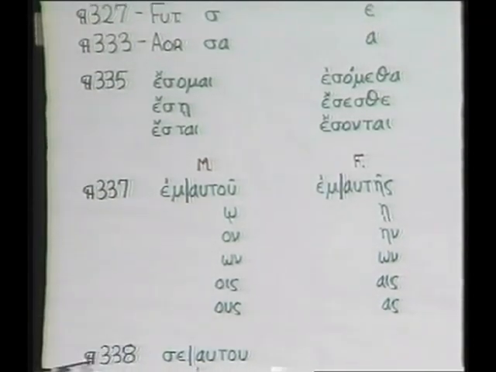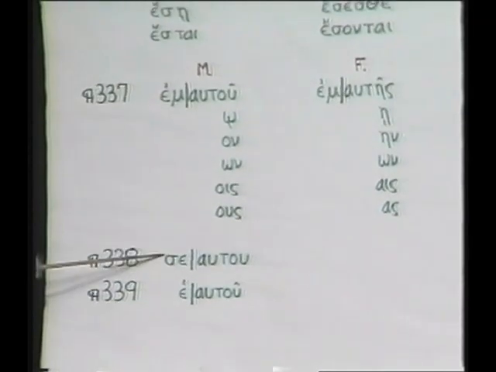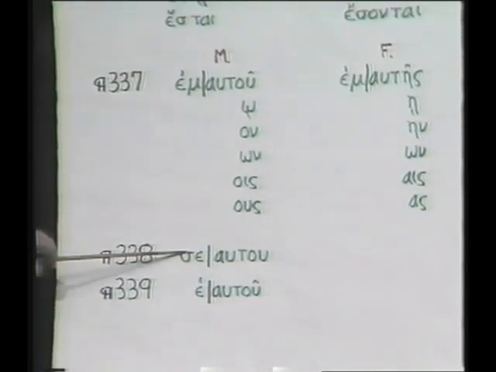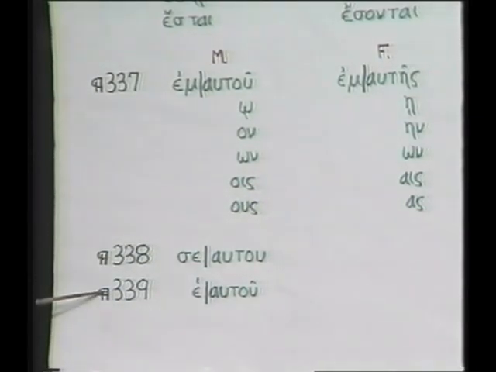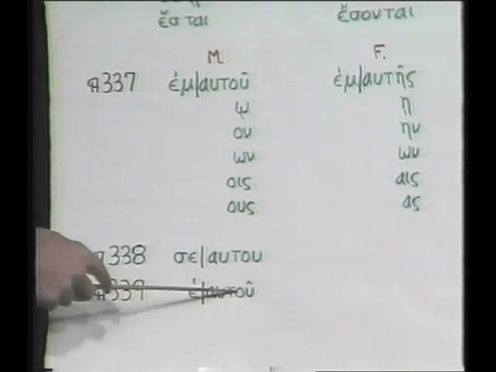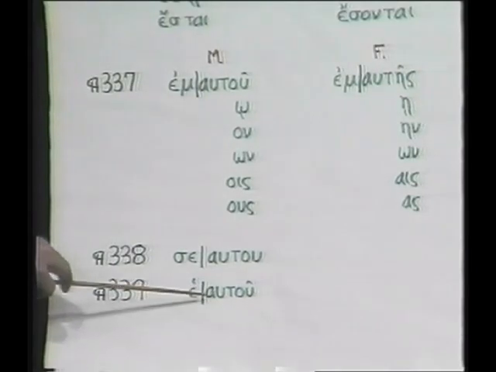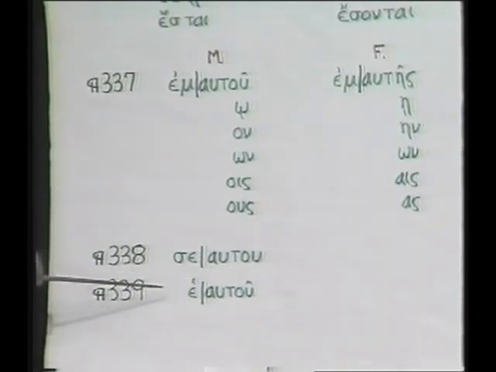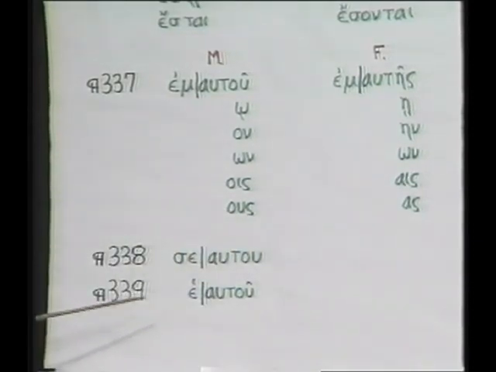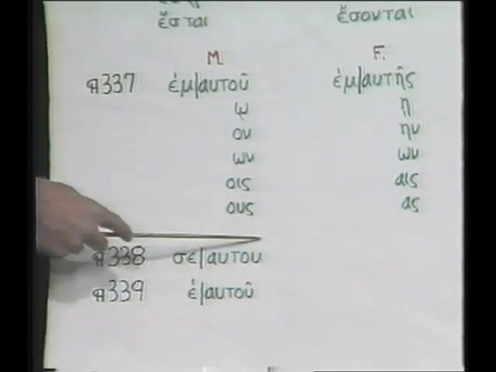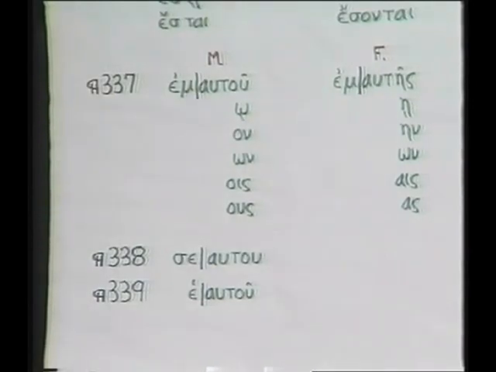The second person is in paragraph 338, se af tu, and that's yourself, and it declines the very same way. And then in paragraph 339 we have e af tu, which is the third person, and you'll notice that because it is third person, it can be either masculine, feminine, or neuter, so we have all three of those there. Again, still, no nominative in either one. Now, how can you remember those?